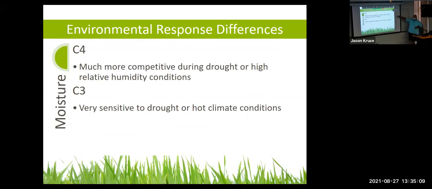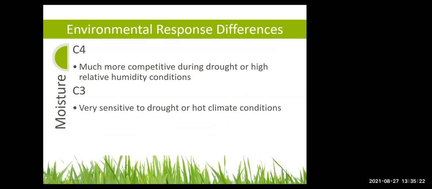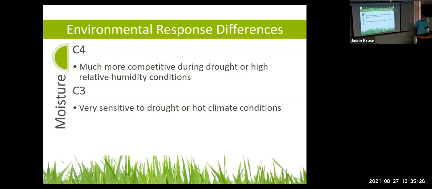C4 grasses are more competitive during drought or high humidity conditions. What is the challenge about high humidity conditions for grasses? What comes with humidity? The lack of transpiration, so we see a reduction in transpiration. What else do we get with humid conditions? Disease pressure.